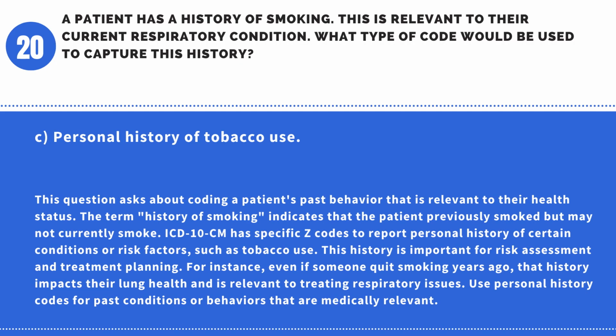Answer, C. Personal history of tobacco use. This question asks about coding a patient's past behavior that is relevant to their health status. The term history of smoking indicates that the patient previously smoked but may not currently smoke. ICD-10-CM has specific Z codes to report personal history of certain conditions or risk factors, such as tobacco use. This history is important for risk assessment and treatment planning.